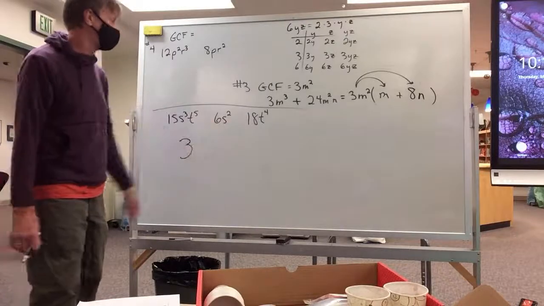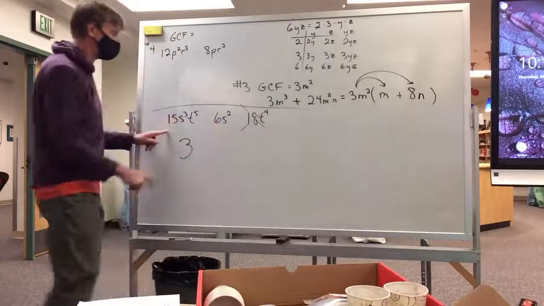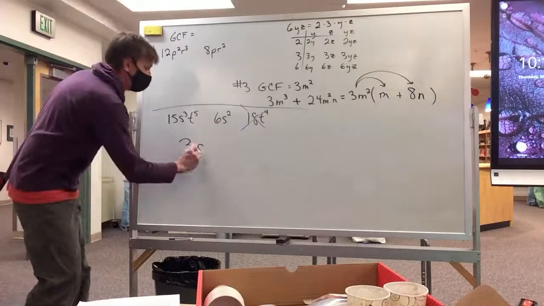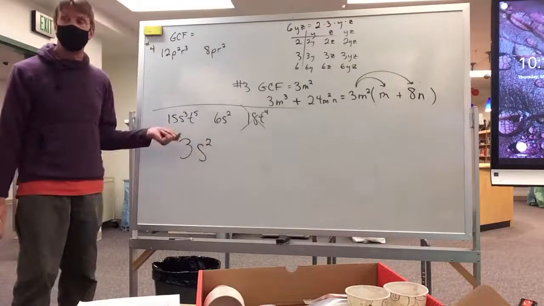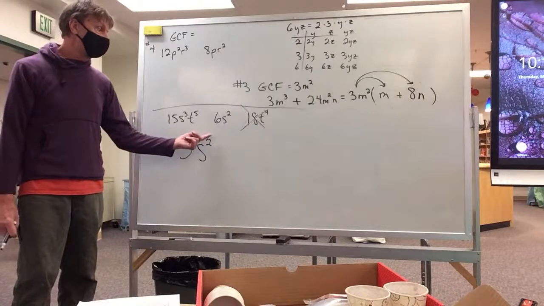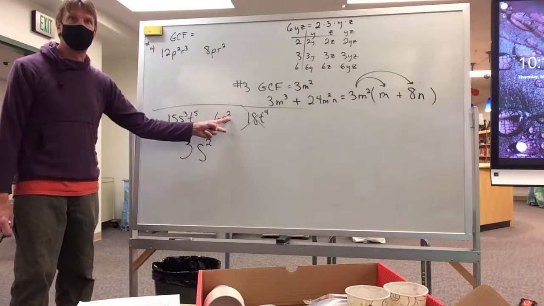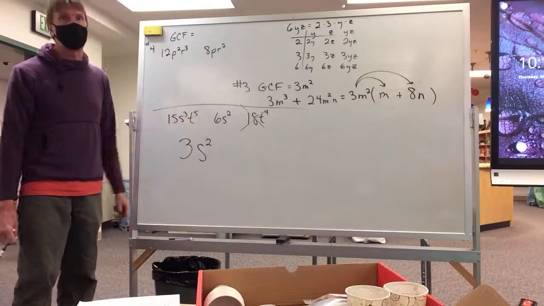Because there's 3 here. But if you were just looking at the first 2, it'd be S to the what? 2 squared. To the second power, why? Because the second one doesn't have S cubed, so there's not enough S's here. There's only 2 here, but there's 3 there. So 2 is in common in both.